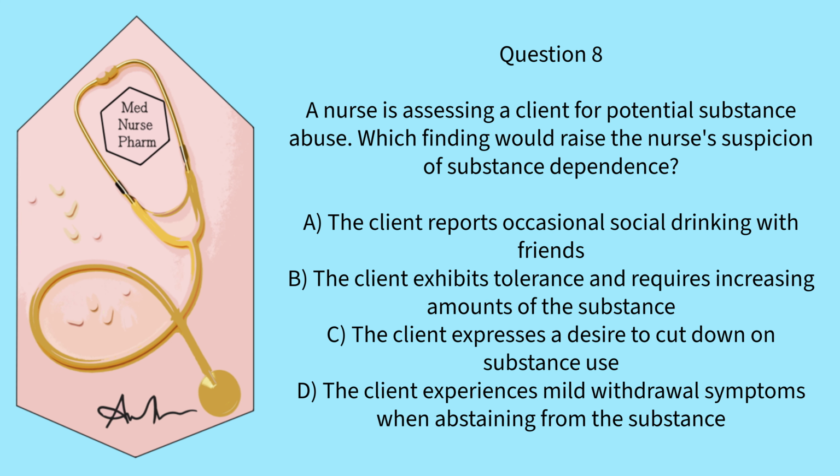Question 8. A nurse is assessing a client for potential substance abuse. Which finding would raise the nurse's suspicion of substance dependence? The client reports occasional social drinking with friends. The client exhibits tolerance and requires increasing amounts of the substance. The client expresses a desire to cut down on substance use. The client experiences mild withdrawal symptoms when abstaining from the substance. Pause the video and select your answer.